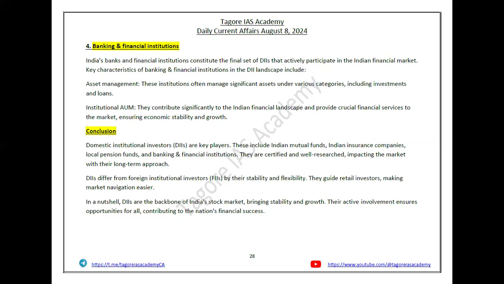So this is all about foreign institutional investors and domestic institutional investors. What domestic institutional investors are, how they are different, what all they do, and which entities we call DIIs.